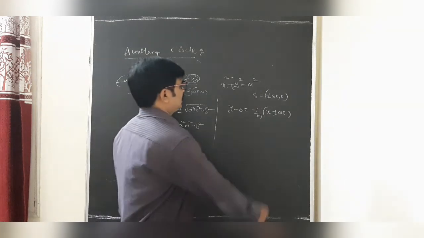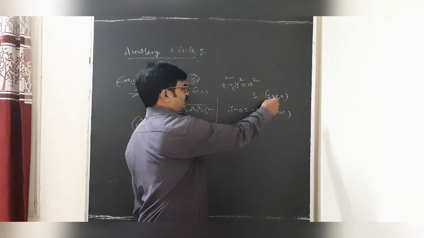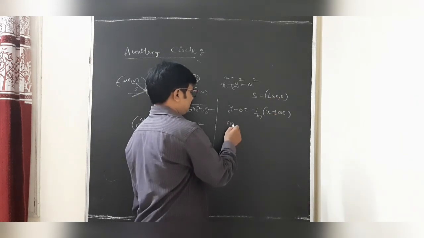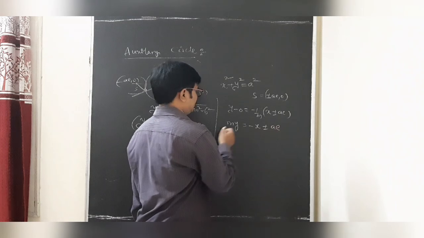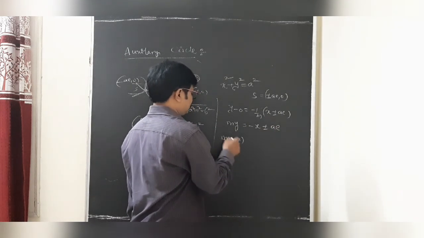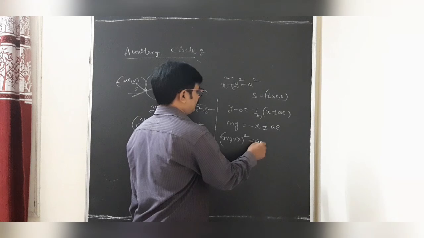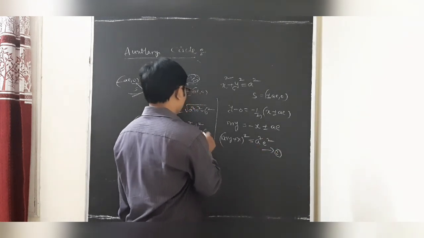So dear students, the equation of the line having the slope minus 1 by m passing through the focus is this one: my equals minus of x plus ae. Sending this to the other side, my plus x whole square equal to a square. This will be 2, and this is 1.